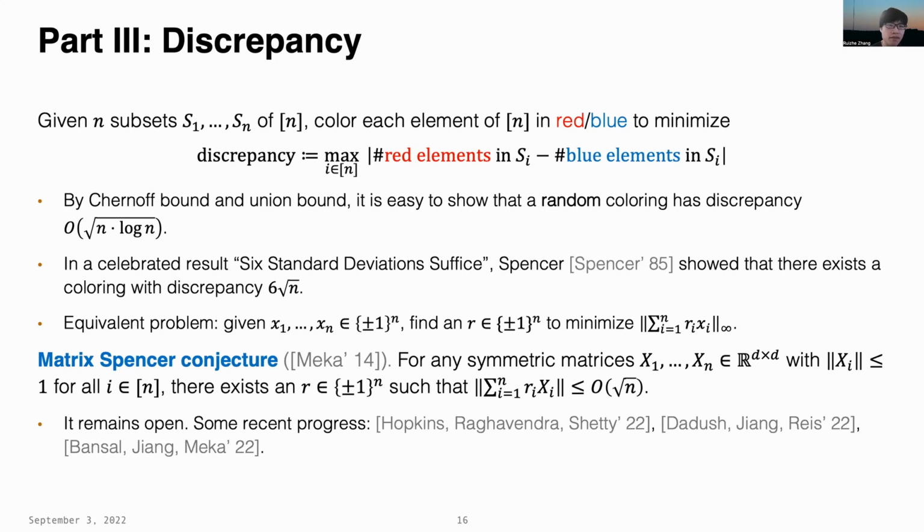And it's natural to generalize this set discrepancy to the matrix discrepancy, which is shown in this famous matrix Spencer conjecture. More specifically, for symmetric matrices X1 to Xn in R d times d, such that each matrix has spectral norm at most 1, there exists a coloring R in plus minus 1 to the n, such that the spectral norm of the sum of Ri times Xi is at most square root of n. This conjecture remains open, however, there is some recent progress that proves some special cases of the matrix Spencer conjecture.